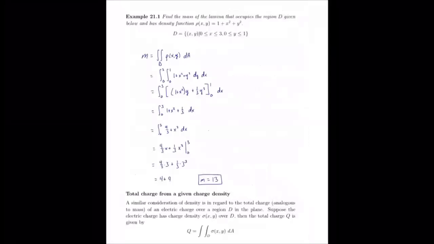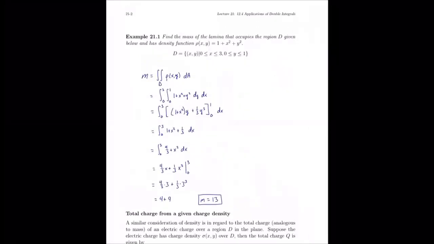So to see an example of this, we're asked to find the mass of the lamina that occupies the region D given below and has the given density function. So here's our given density function, and here's our region. We get lucky with this one and quite a few of them. This is a rectangular region, so it's a fairly straightforward integral. We're going to leave it that way because we don't want to cloud these applications up too much. So the mass formula is the double integral of the density times the area, and we set up our limits of integration. It looks like we're integrating with respect to y first, reflecting those limits of integration, then with respect to x.